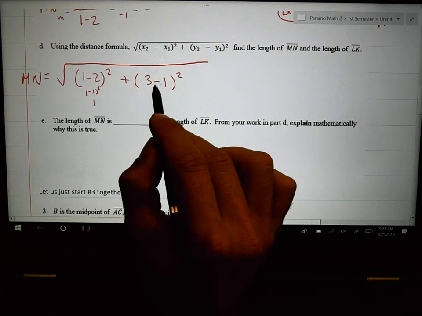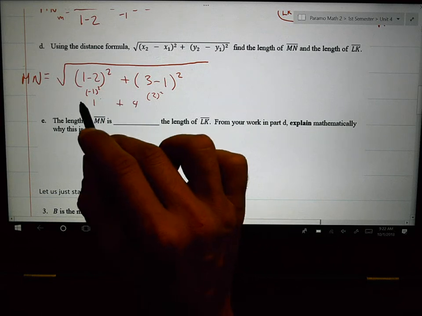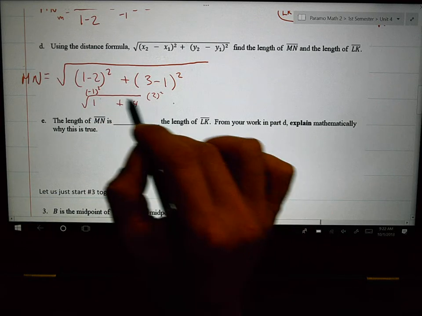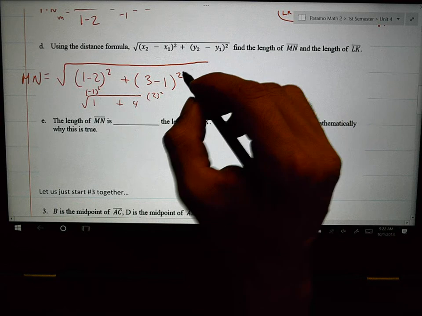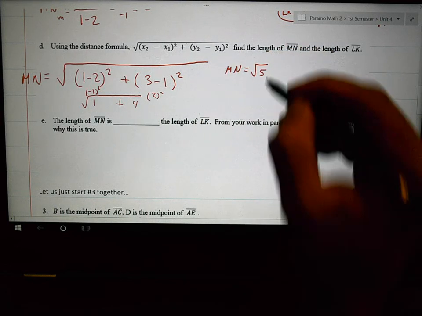3 minus 1 is 2. 2 squared is 4. 1 plus 4 is inside this square root. The square root doesn't go away. 1 plus 4 means that MN is equal to the square root of 5.